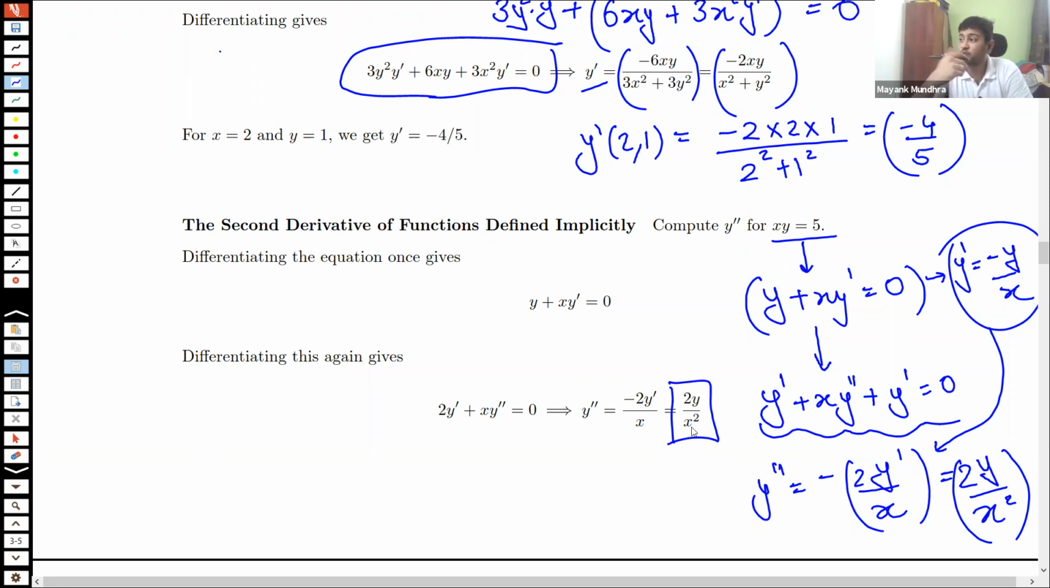So if they ask you, let's say somewhere, what is y double prime, the final result has to be in terms of y and x. You cannot leave it here. You cannot leave the final result in terms of y prime. You have to substitute this y prime here and get the final result in this format.